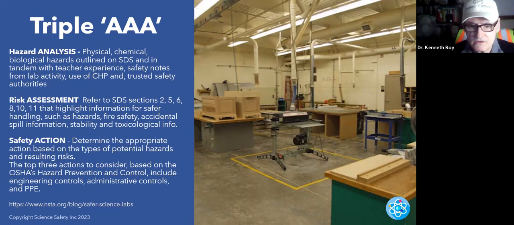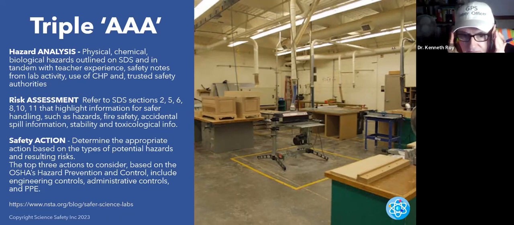Number 2, administrative controls. In other words, what are the safety protocols? The chemical hygiene plan has all of this in there. Your Board of Education policies and more. And then finally, once those are looked at, it's PPE, personal protective equipment. Again, personal protective equipment.